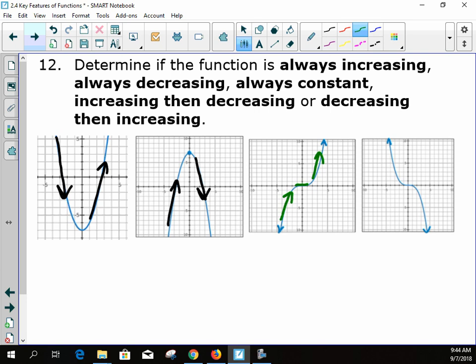I know that because of the arrow. That arrow tells me it's always increasing. You're like, oh, but it's always decreasing. No, no, no. You read it from left to right. This is always increasing. What's this one doing? This one is always decreasing. This isn't bad, is it? This is pretty easy.